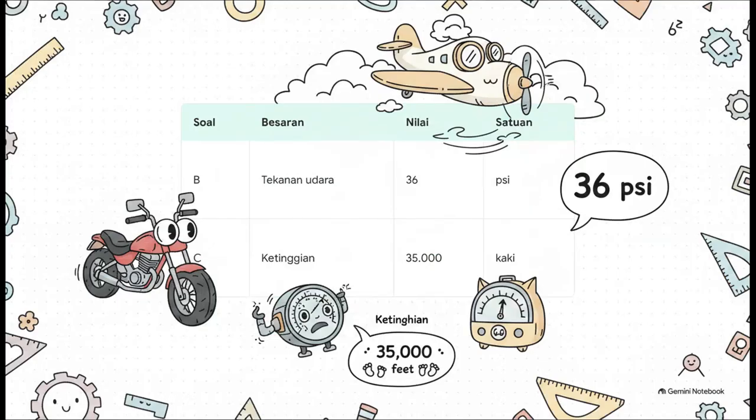Now watch how fast we can clear the rest of these using that exact same logic. For the motorcycle, the quantity is air pressure. The value is 36, and the unit is PSI. For the airplane, the quantity is altitude. The value is 35,000, and the unit is feet, or kaki. Now catch this. PSI and feet are imperial units, not standard SI units. In a modern physics lab, this triggers an immediate Latihan conversion scenario. We'd have to convert those 35,000 feet straight into meters or kilometers before doing any real math.